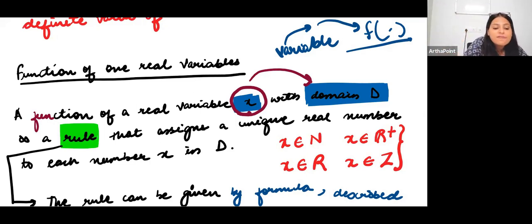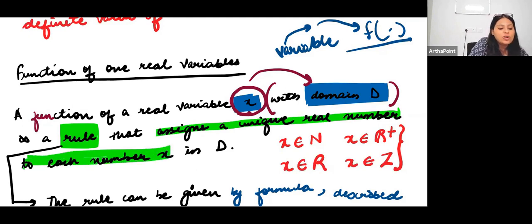Now, we are saying a function of real variable x, which you can put in brackets, with domain D, is a rule. So a function is a rule. What does this rule do? This rule is very simple. It picks up the value of x and it assigns a unique real number to each value of x.